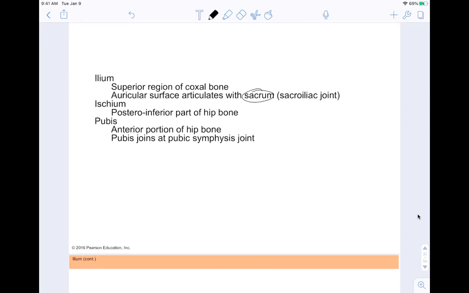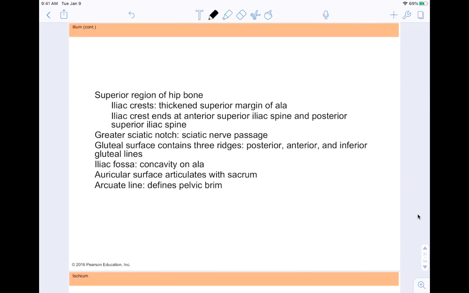Okay. So we'll talk about the ilium first. So we have the superior region of the hip bone. We have the iliac crest, the thickened superior margin of the ala. Those are kind of like the wings. Okay, you have the iliac crest that ends at the anterior superior iliac spine, so the anterior is the front, superior is upper, and the posterior superior iliac spine. Okay, so we'll look at some pictures in a second.